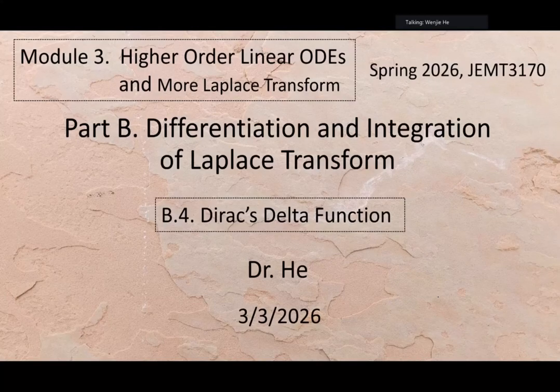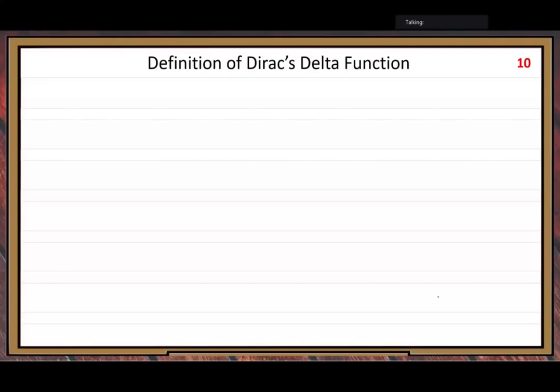Then B.4, Dirac's delta function. So this is another important topic. Dirac's delta function, we want to look at its Laplace transform. First, the definition of the Dirac delta function. Then we look at some examples.